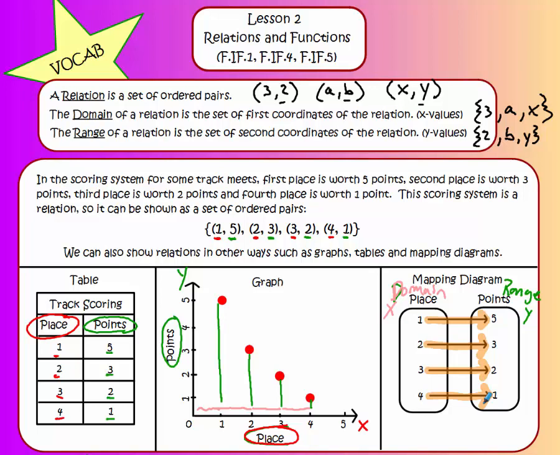Sometimes these arrows go all over the place. They could cross each other and get kind of crazy. But it's a nice way to understand the relation and how different numbers relate to other numbers, how the domain relates to the range. So all of these different things, tables, graphs, mapping diagrams, sets, these are all the same. It's all the same information, just being shown in different ways.